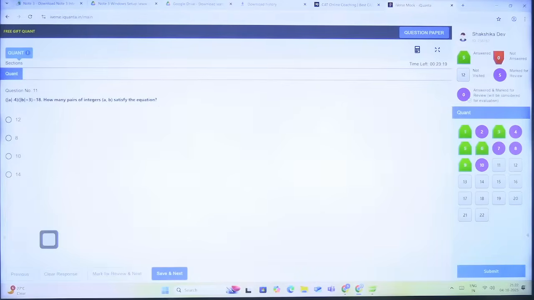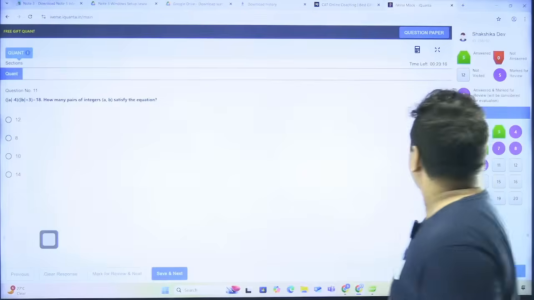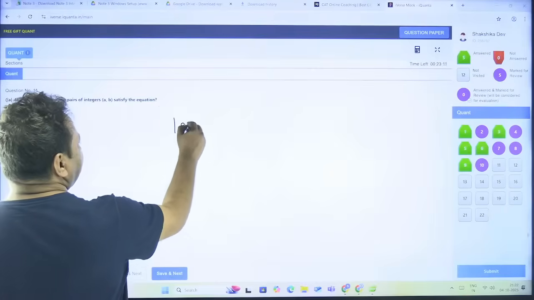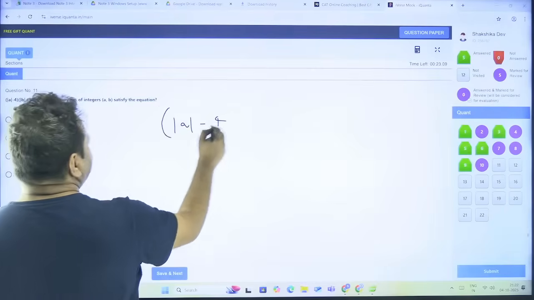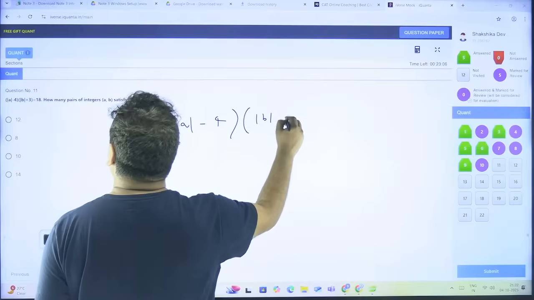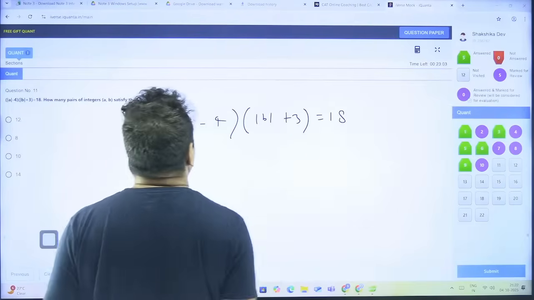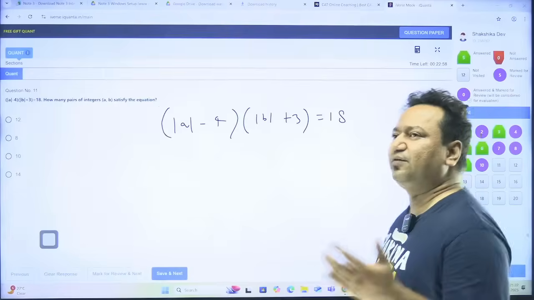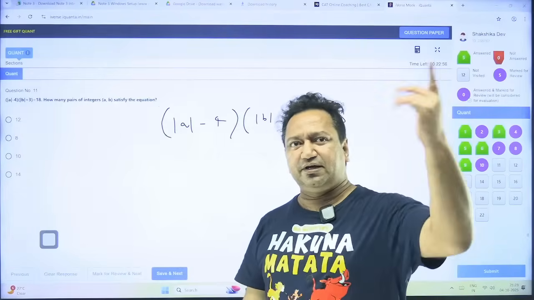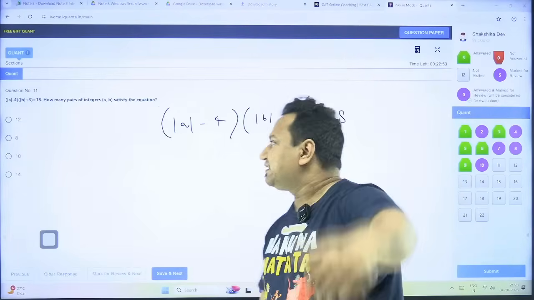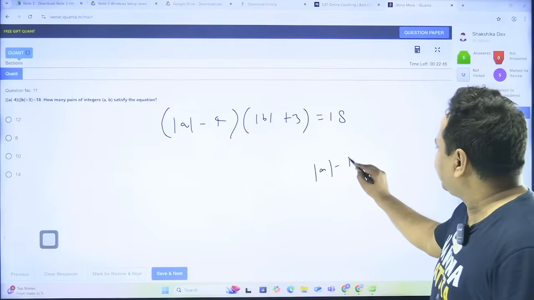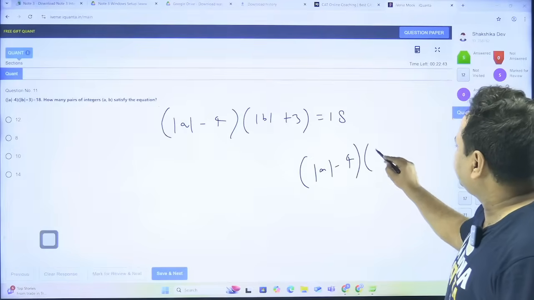So much to do. A lot of calculations here. Anyways, we have to calculate it, right? So mod of a minus 4 times mod of b plus 3 is equal to 18. This can be different things. It can be 1 into 18, 2 into 9. There are multiple things because 18 has how many factors? 18 is 2 into 3 square, so 2 into 3 is 6 different factors. So we can have so many values, and integers are satisfying it. So let's just look at one particular value and probably that'll be more than sufficient.